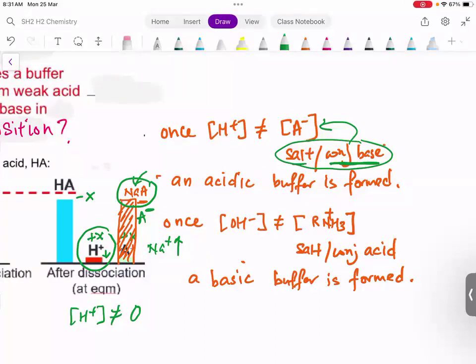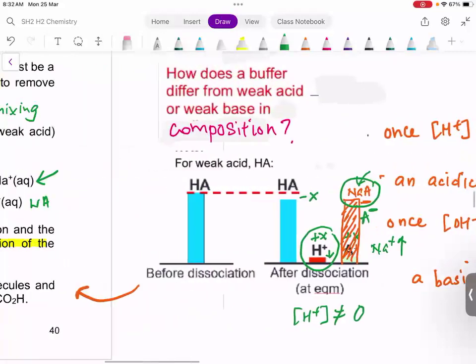Okay, so this is to differentiate a weak acid and an acidic buffer. If it's a weak acid, H plus and A minus are definitely equal. You only create a buffer when the H plus and the A minus are no longer equal. That's what I'm trying to tell you here. You must be very clear, because later on when you do calculation, you must know what you are looking at. Is it a buffer or is it just a weak acid? Very important. If you cannot differentiate, it will affect how you calculate. Any question about this part? If no, I'll just proceed.